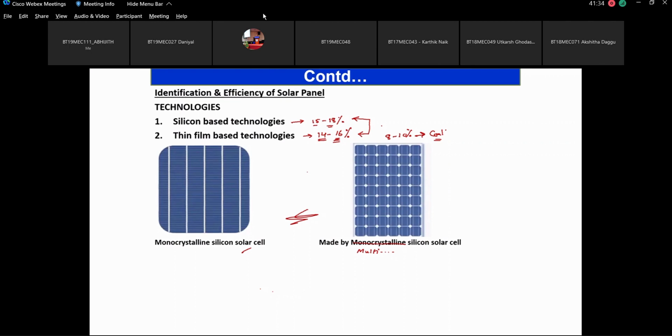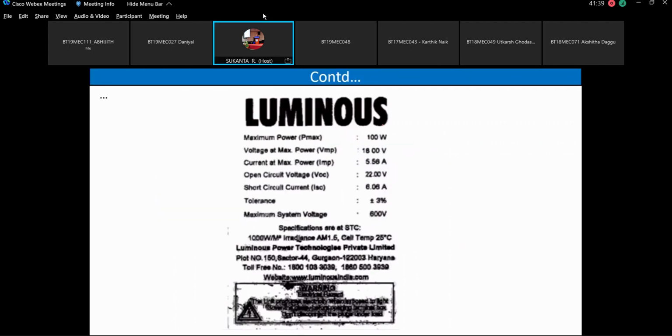And here this is one sample of the power rating of a solar panel. Here you can see the maximum power, that is 100 watt, the maximum voltage, that is 18, and the maximum current, open circuit voltage, short circuit current, tolerance, maximum system voltage, everything is given for this 100 watt solar panel. So generally the solar panel is specified this way. This is made in Gurgaon, Haryana. So this is one sample of a solar panel.